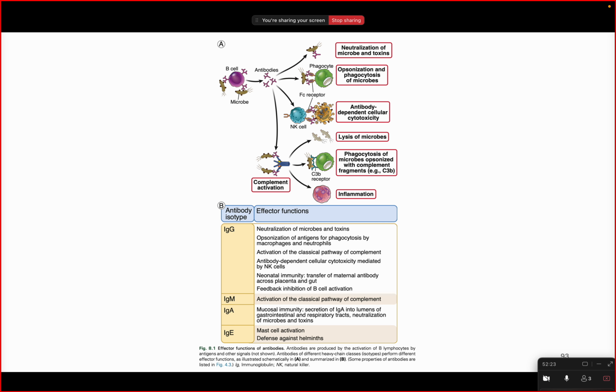And then we learned about the effector functions of antibodies. So we have these different types of antibodies, but why do we have different antibodies? We could have one antibody which can function for everything, but there are different functions and different antibody properties are suitable for these different functions. And what are these functions? These functions are neutralization, opsonization, antibody dependent cellular cytotoxicity, phagocytosis, and inflammation.